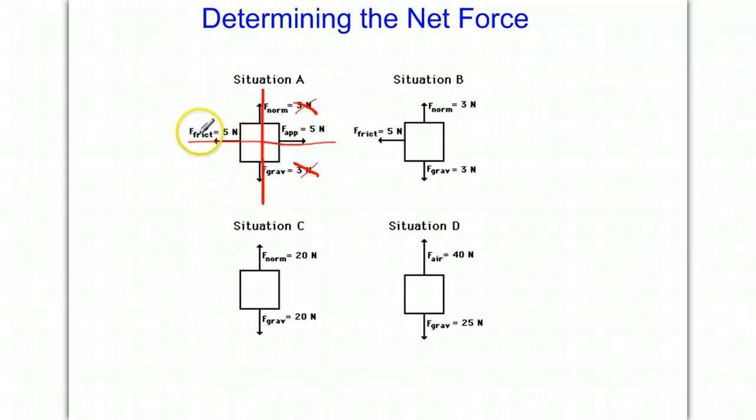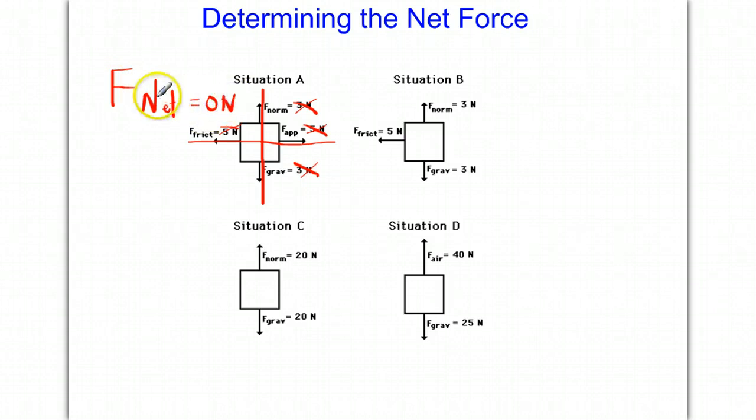Horizontally, I have a force of friction of 5 newtons versus an applied force of 5 newtons. These are also going to cancel each other out. So overall, I have a net force, and I'll put that as F net. So force net is equal to 0 newtons in this case. I have a net force of 0 newtons.